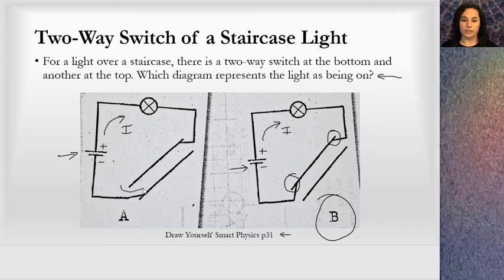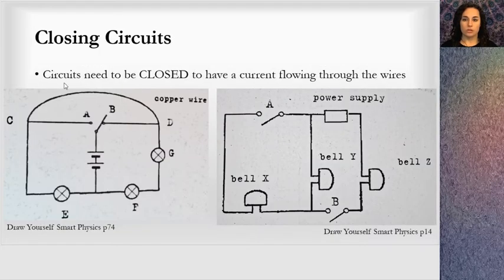In A, we can see that there's spacing. There's no way for those charges to move in a closed loop. So A is not a closed circuit. Okay, so that's the fundamental about closing circuits. Circuits need to be closed to have a current flowing through the wire.